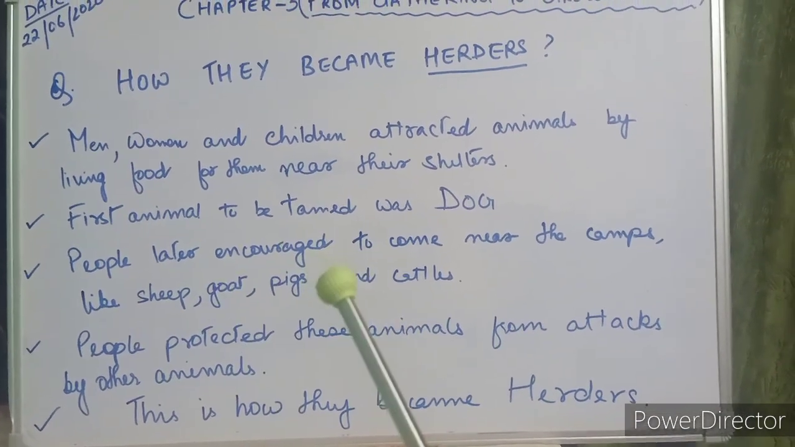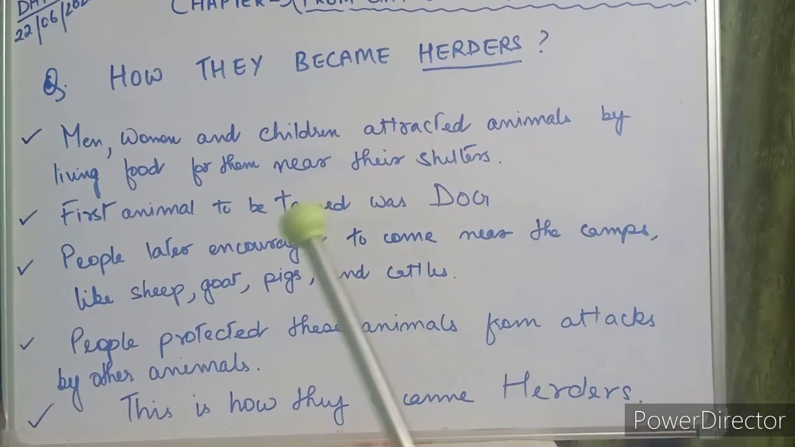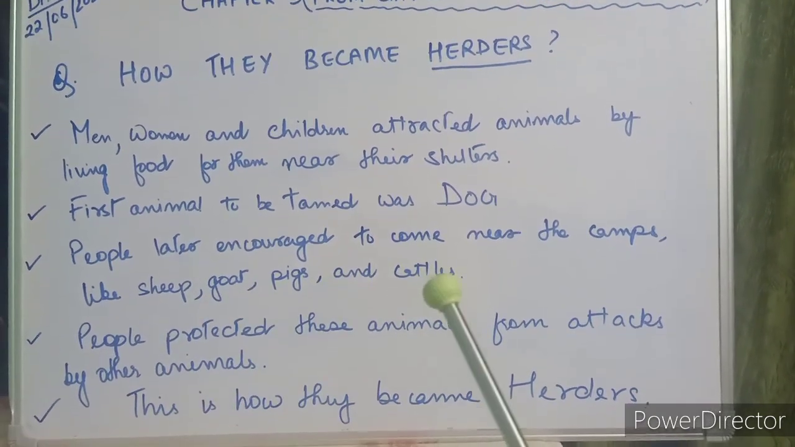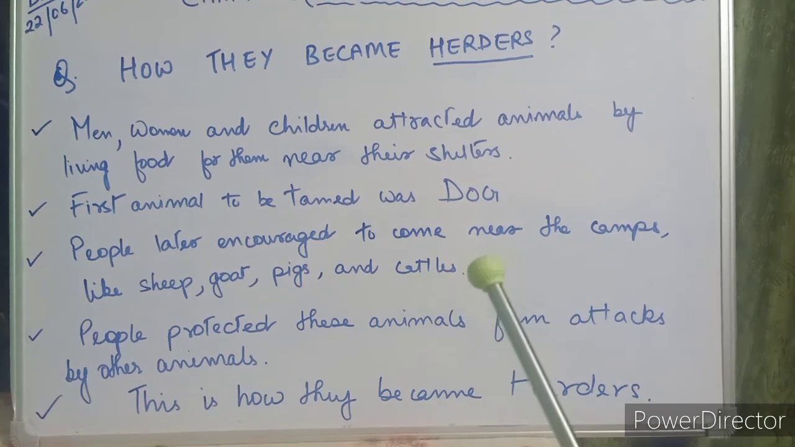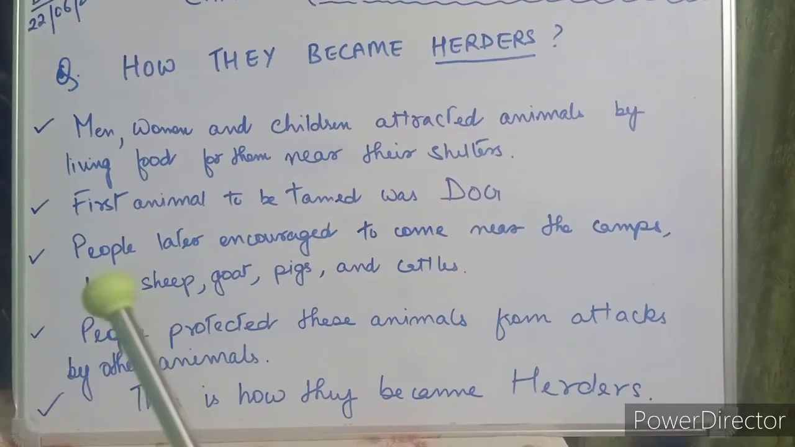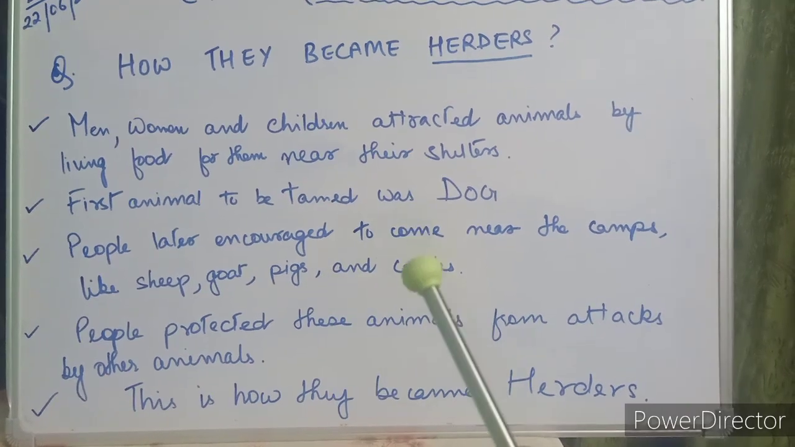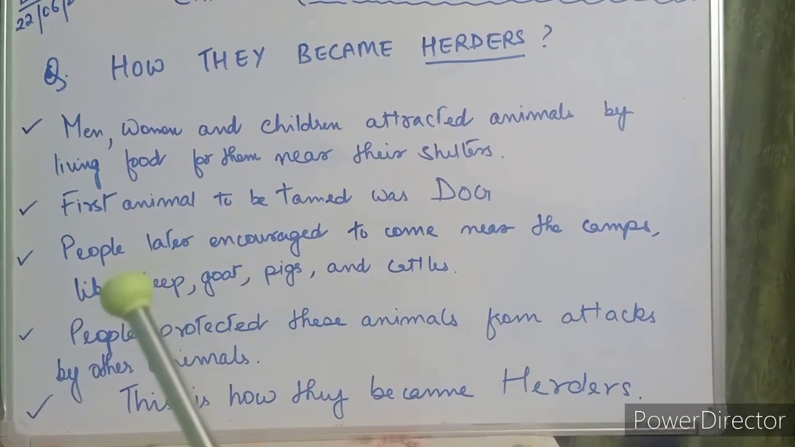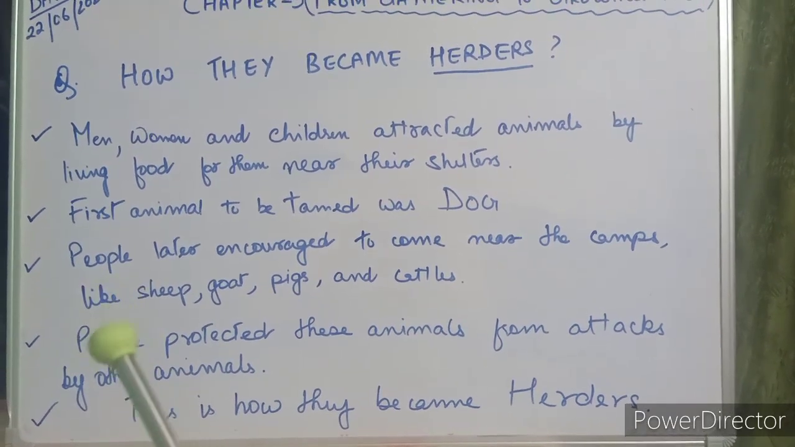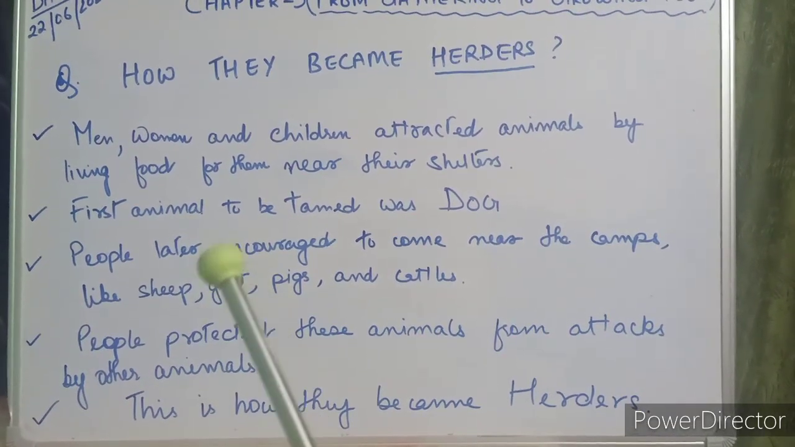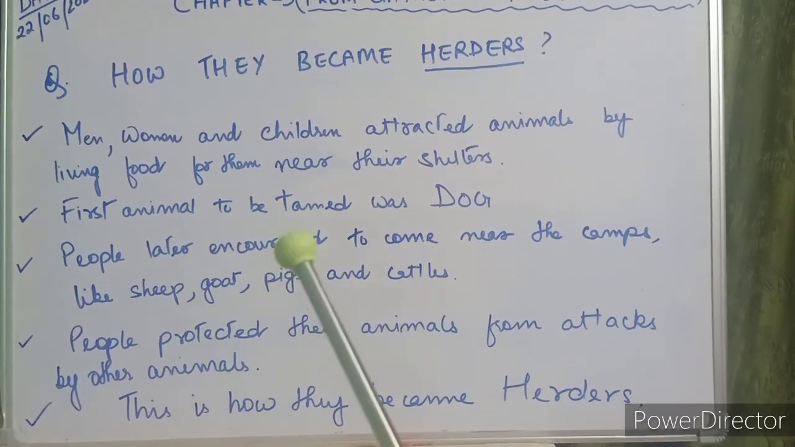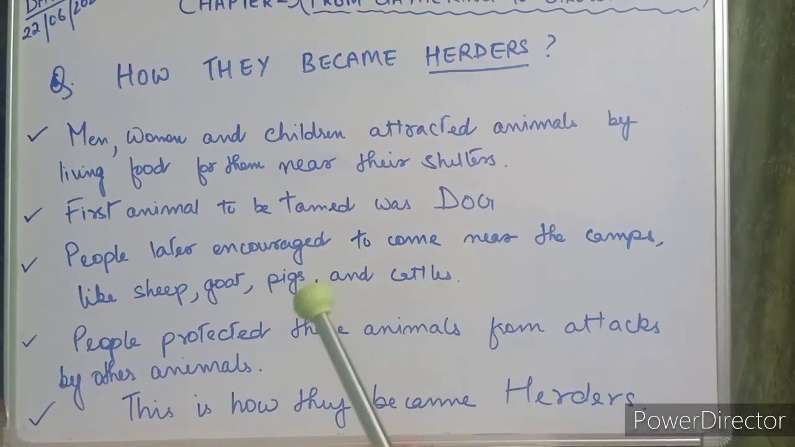People later encouraged gentle animals like sheep, goat, pigs and cattle to come near the camps. Because these animals eat grasses, they are gentle animals, that is why people encouraged them to come near the camps where they can rear them. And from that time onwards, they started rearing the animals which were gentle, right? Sheep is gentle, goat is gentle, pigs are gentle and even cattle are gentle.